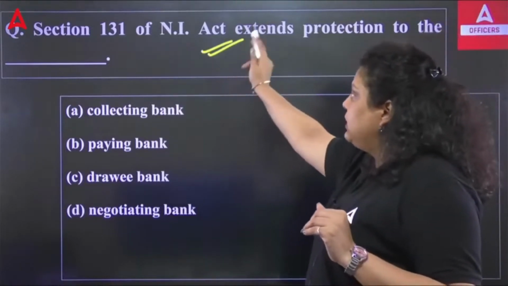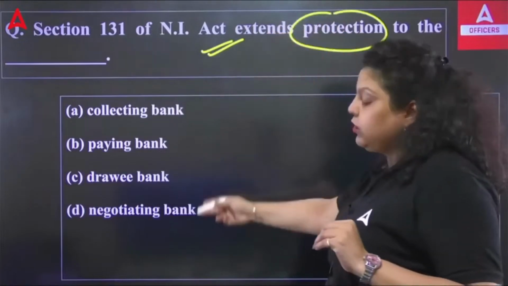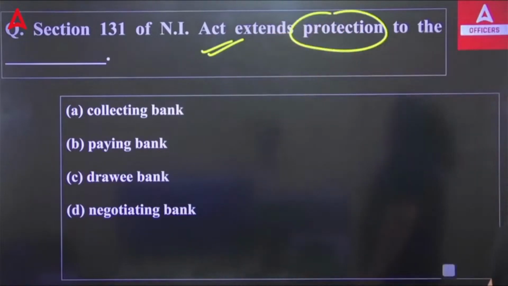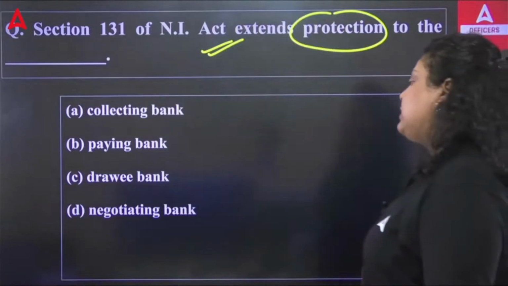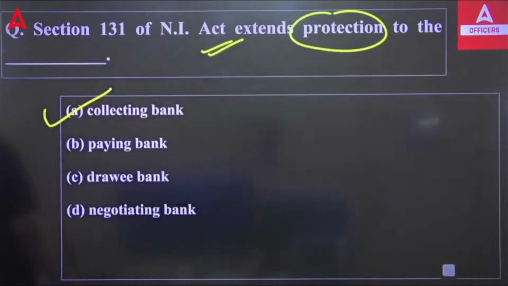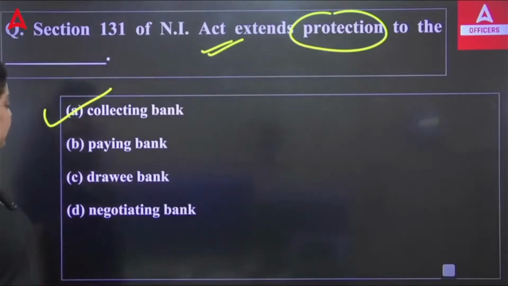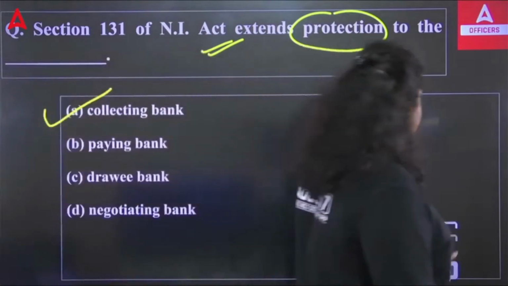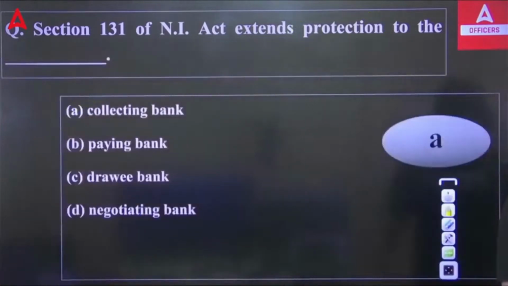Section 131 gives the protection to which of the following banks? Collecting bank, paying bank, drawing bank, or a negotiating bank? The right answer will be your collecting bank. It gives the protection against a certain situation to the collecting bank under the Negotiable Instrument Act 1881, Section 131. Okay, so the right answer is: the collecting bank will get the protection.